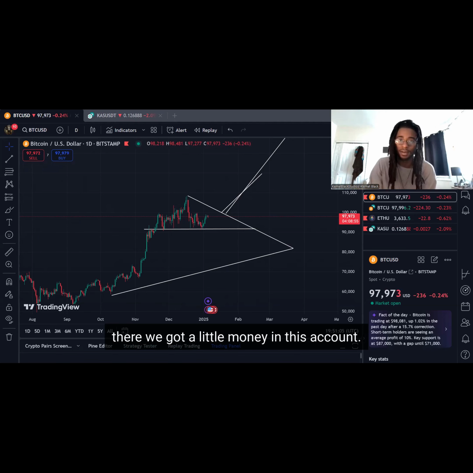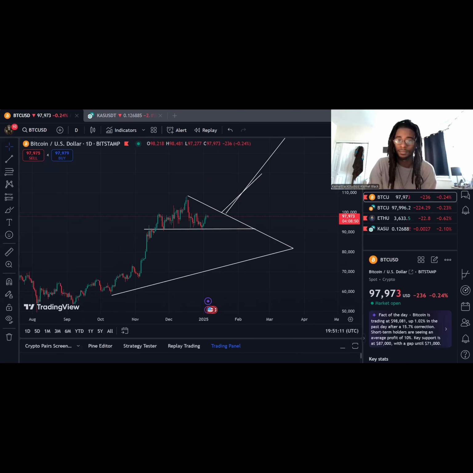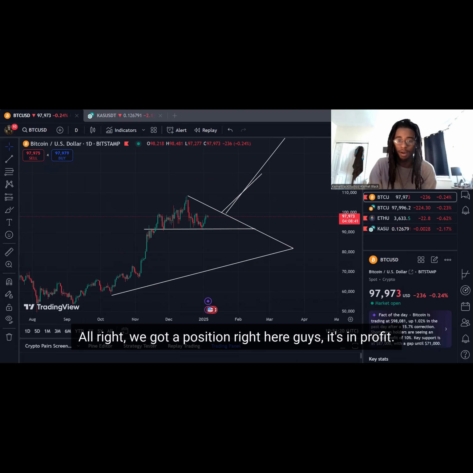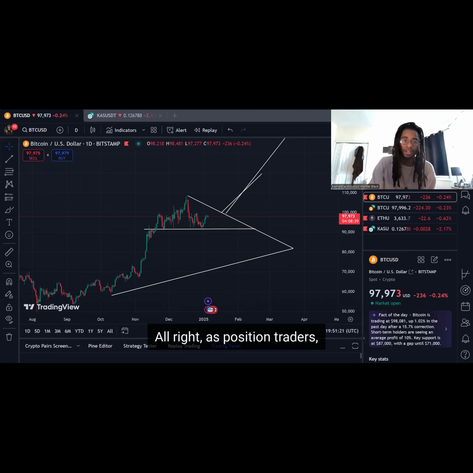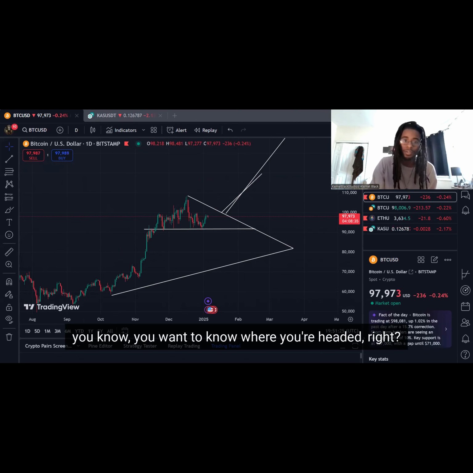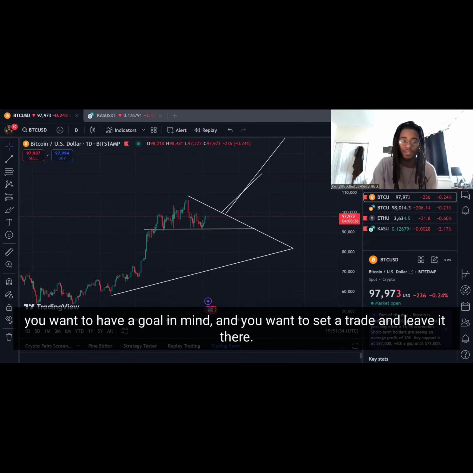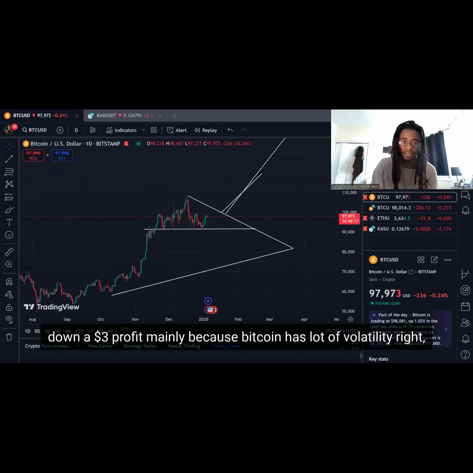There, we got a little money in this account. Let's go to our derivatives trading. We got a position right here, guys. It's in profit. As position traders, you want to have a goal in mind, and you want to set a trade and leave it there. This trade has been open for about 3 days, and it's gone from about $20 profit down to $3 profit, mainly because Bitcoin has a lot of volatility. Nonetheless, I'm still in profit.